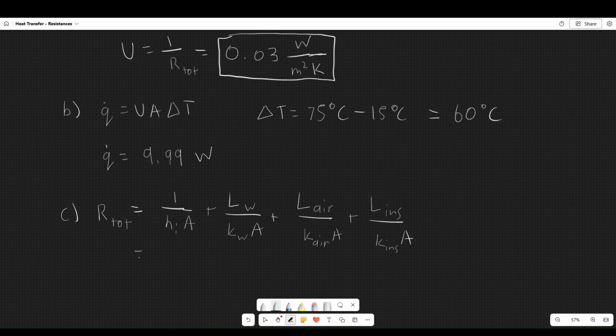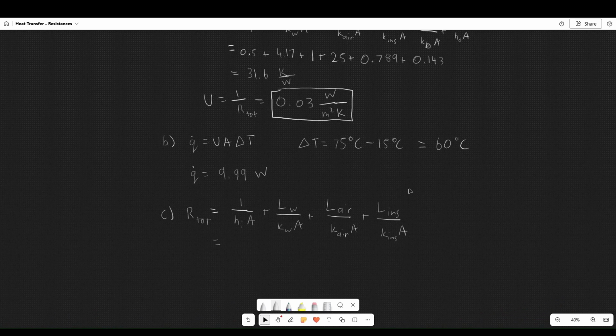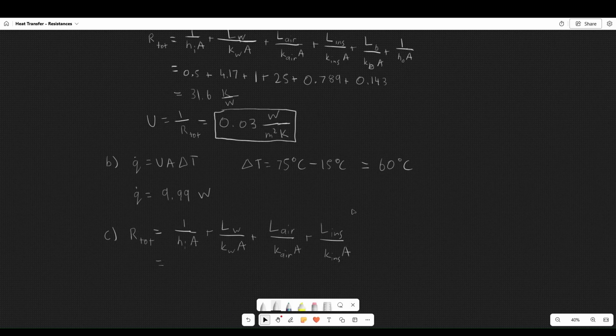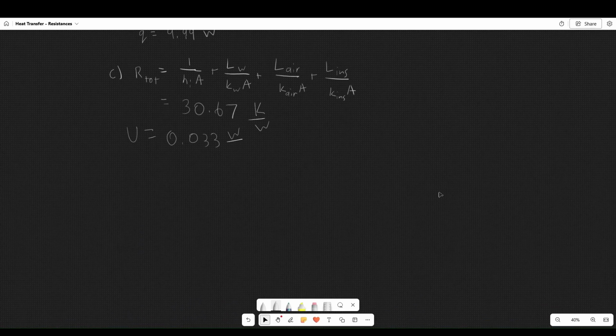All right. And then we have those values up here as this. So then what we can do is add them up. And what we get is that our R total is 30.67 Kelvin per watt. Okay. And then we calculate U as 1 over that. So we get 0.033 watts per meter squared Kelvin.